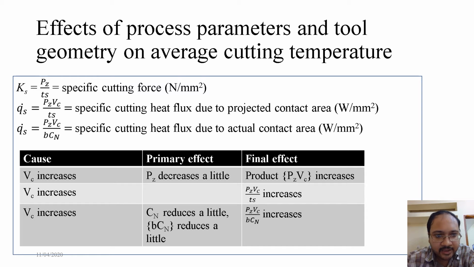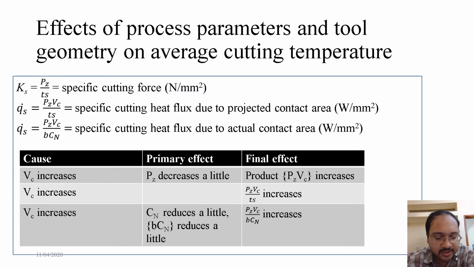Again, Qs dot can be expressed as Pz Vc over B Cn. B is the width and Cn is the natural contact length. This is equal to the specific cutting heat flux due to the actual contact area, which is again expressed in watt per millimeter square. Now let us look into the effect of some machining process parameters.